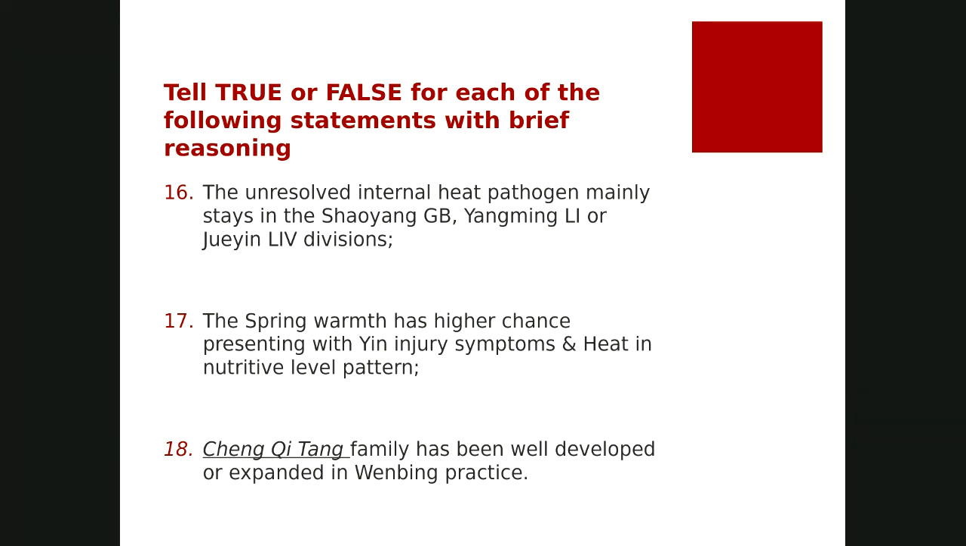Unresolved internal heat pathogens. You can think about how many organs we have, how many divisions we have. We do have the Taiyin division, but Taiyin involves the lung and the spleen. Does the spleen have heat? Does the lung have heat disorder related conditions? If they do, that means this statement is not correct, because it is limited only to the Shaoyang, Yangming, and Jueyin divisions. So overall, this is not correct.